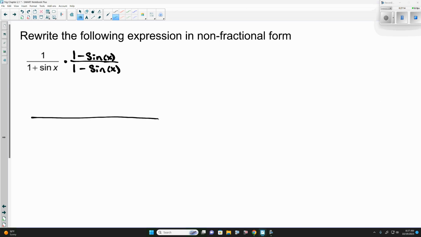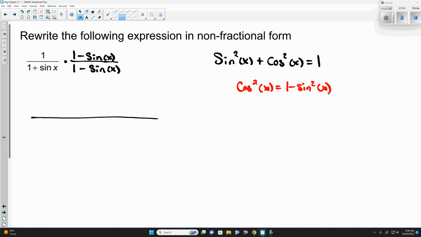And there's a reasoning behind it. And the reasoning is revolving around sine squared of x plus cosine squared of x is equal to 1. Because if we solve this for cosine, we get cosine by itself. It will tell us that cosine squared of x is equal to 1 minus sine squared of x. So if I can rewrite the denominator as 1 minus sine squared of x, I can have it as cosine squared.